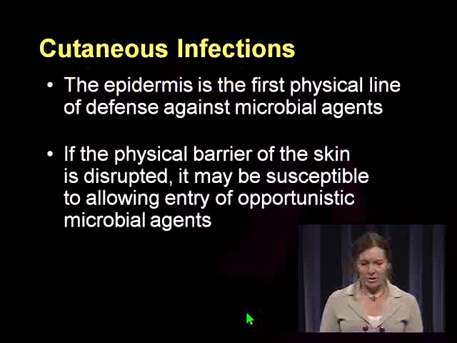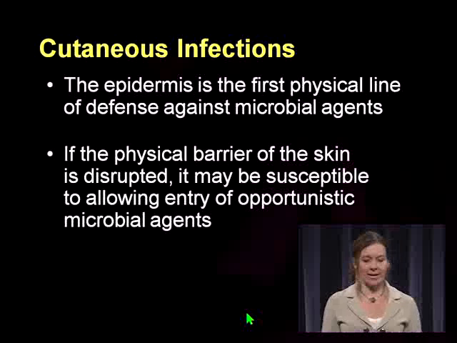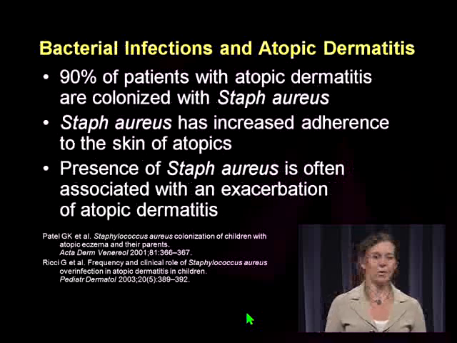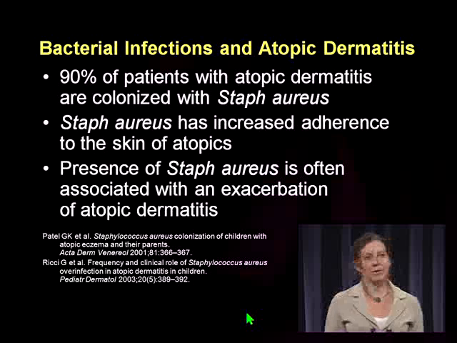So the epidermis is the first physical line of defense against microbial organisms, and we know that the barrier is not normal in the setting of atopic dermatitis and therefore becomes more susceptible to different types of skin infections. We also know that about 90% of patients that have significant atopic dermatitis are colonized with Staph aureus, and there are a number of studies that show that there is correlation with disease severity and how much colonization with Staph aureus an individual has.